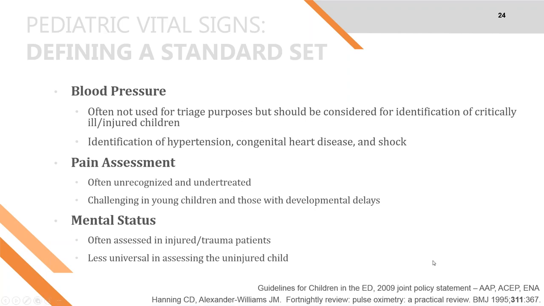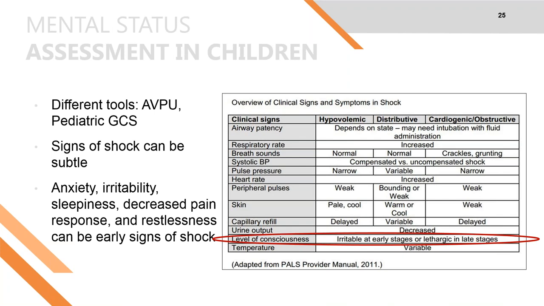So if we move on to the next slide, when we talk about mental status, there are certainly a number of tools that exist. There's the very simple AVPU system: alert, verbal, pain, unresponsive. There are also scales for Glasgow Coma scores in the pediatric population. But know that signs of shock in children can be subtle. And this is why, when we look at those signs, we know that level of consciousness should really be a piece of this, and why we as a team strongly encourage you to try to integrate mental status assessments into all children who are being triaged through your emergency department.